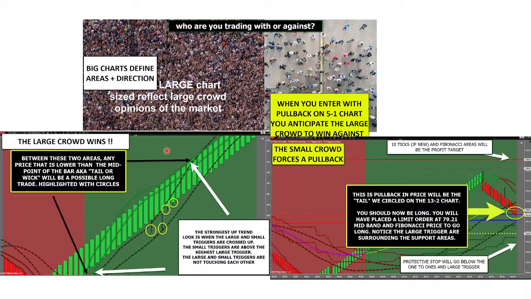And the large chart leads the way. The large crowd is who we want to be trading with. Your small chart shows the fight. It shows what the small crowd is doing. And guys, the small crowd is still 1,000 times bigger than we could ever hope to be.